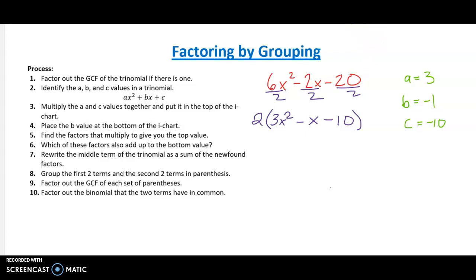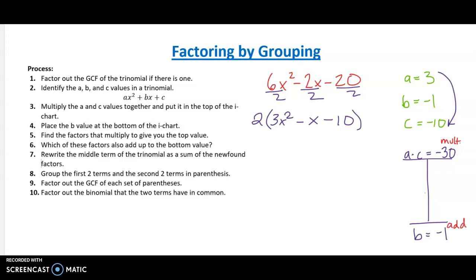So now let's make our eye chart. Okay, I want to make it over here. The top of the eye chart is the multiplication of your A and your C values. So for us, we're taking 3 and multiplying it by -10 to get -30. And then the bottom of your eye chart is your B value, which in this case is -1. So our goal here is that we're trying to find numbers that multiply to give you -30, but add up to give you -1. So in the eye chart is where we're going to list some of those things.